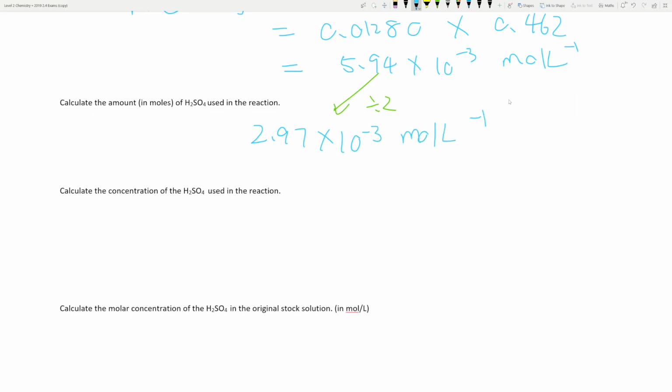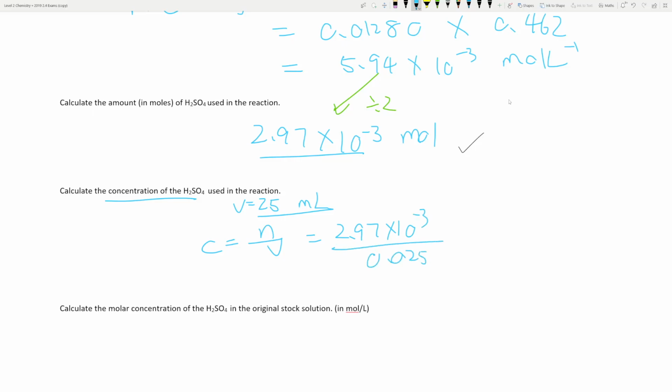All right, now we need to calculate the concentration. So we know the mole. Oh, sorry, made a mistake. This is the mole, not moles per liter. We know the mole. We know the volume. The volume is 25 mL aliquots. So C equals n divided by V, so it's 2.97 times 10 to the power -3 divided by 0.025 liters, and that will give us 0.119 moles per liter.